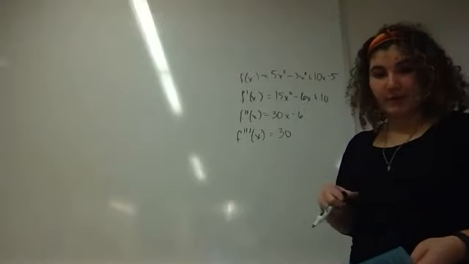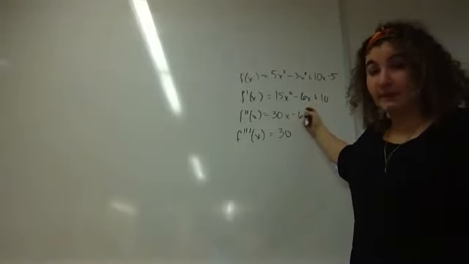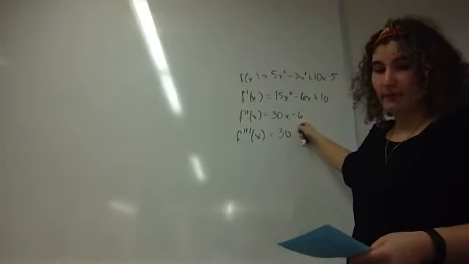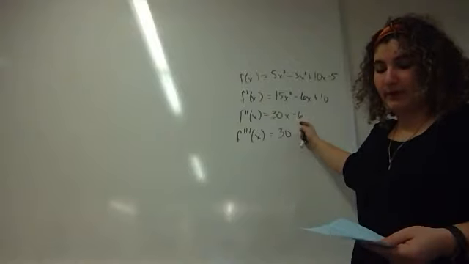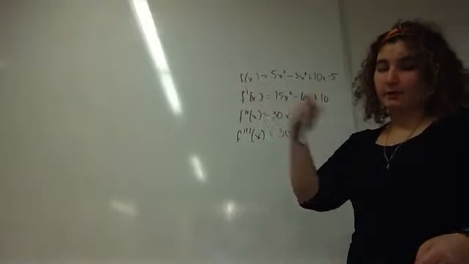Also, important to remember, right? Your first derivative is going to help you figure out the slope of the tangent line, right? We went over that. And then the second derivative is actually going to help you figure out the concavity of the graph. So is it going up, right? Or is it going down?